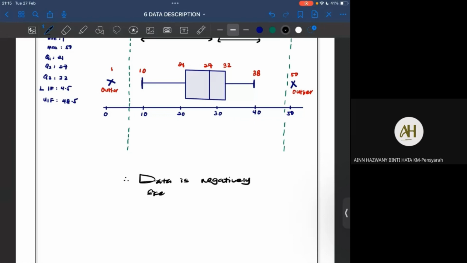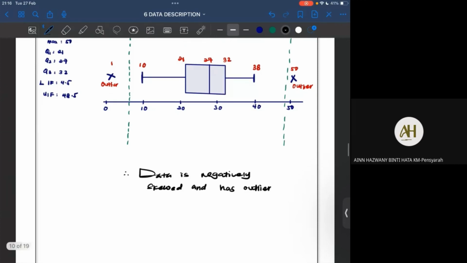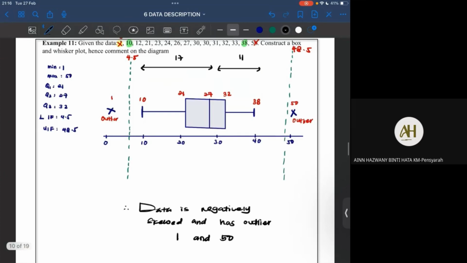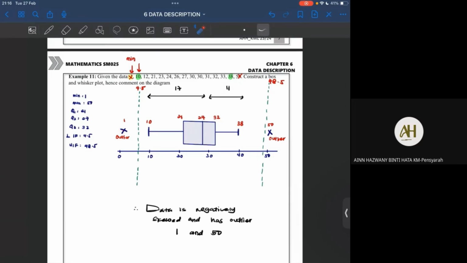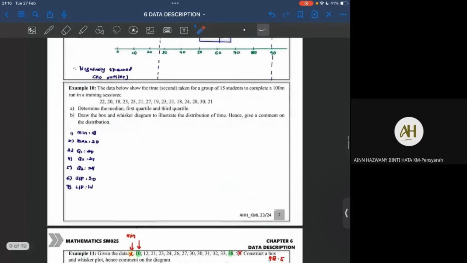Data is negatively skewed. Yang ni hitam tulis jangan tak tulis pula. And has outlier 1 and 50. Okay. So that is how we do box and whisker plot including the outlier. Okay, so kalau nilai minimum ataupun maksimum kamu di luar fence kita akan padam dan cari nilai yang seterusnya dan labelkan dia sebagai minimum ataupun maksimum outlier.